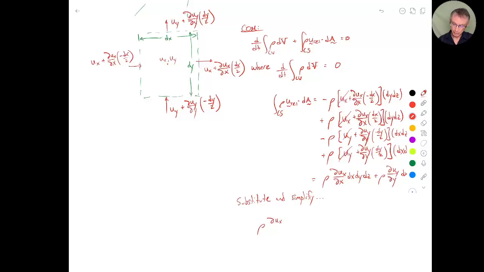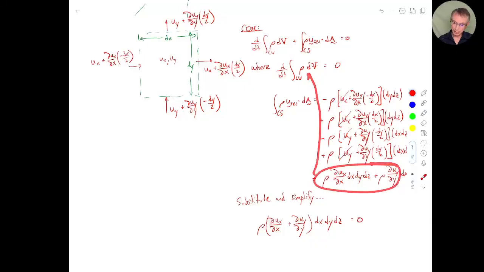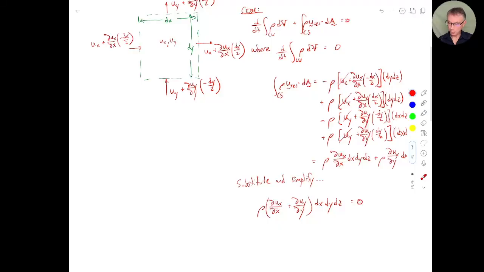There's a rho in each velocity gradient term, so I'll pull it outside the parentheses here, and then we have a dx, dy, dz, and all of those terms as well. So that's 0. All I've done is take this expression and plug it in up there, set it equal to 0. Along the way, I pulled the rho out here, and then the dx, dy, dz terms here. Okay, so hopefully you follow that.